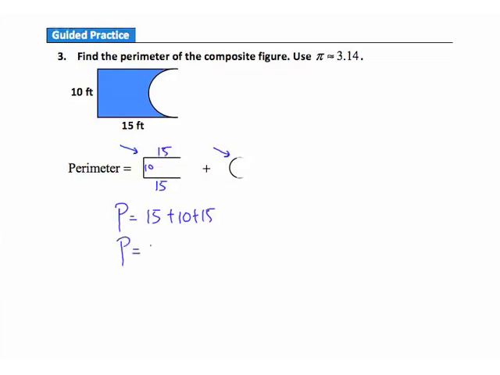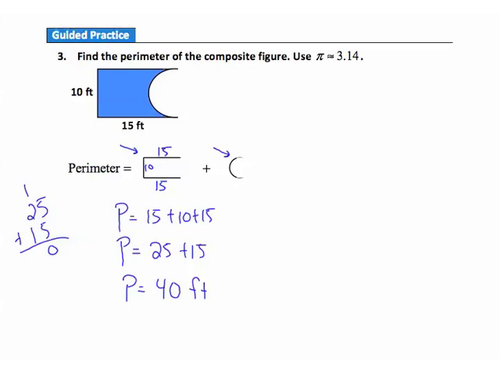So 15 plus 10 is 25. And then we need to add 25 and 15 together. So we come on some scratch work here and add that up. 5 and 5 is 10, carry the 1. 1 plus 2 is 3, plus 1 more is 4. So the perimeter of the rectangular part of that is 40 feet. Now let's take a look at this half circle. Well, in order to find the circumference of a circle, we're going to need to know the radius or the diameter.